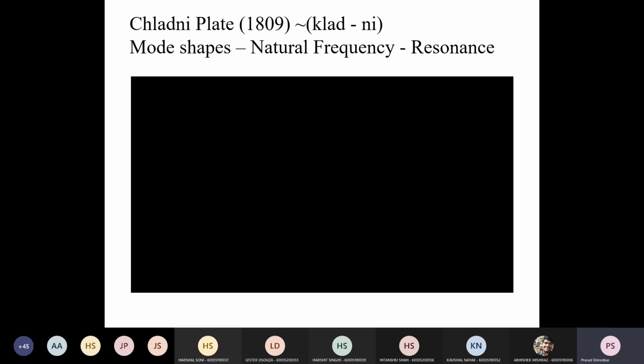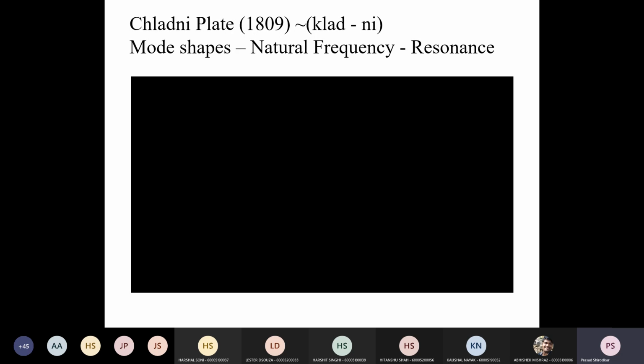Now, one of the things I talked to you about was mode shapes. Mode shape means that if you have a material which is vibrating or is subjected to vibration, it will cause the vibrating body to move in a specific manner. That is nothing but the mode shape.